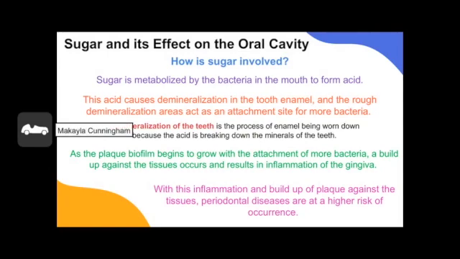Sugar itself does not directly alter the biofilm composition. The bacteria take the sugar that is in our medication and metabolize it into acid. This acid then causes demineralization in the tooth enamel. The areas with rough demineralization have more bacteria and plaque biofilm built up against the tissues and cause inflammation. Periodontal diseases have a higher risk of occurrence because of this buildup.